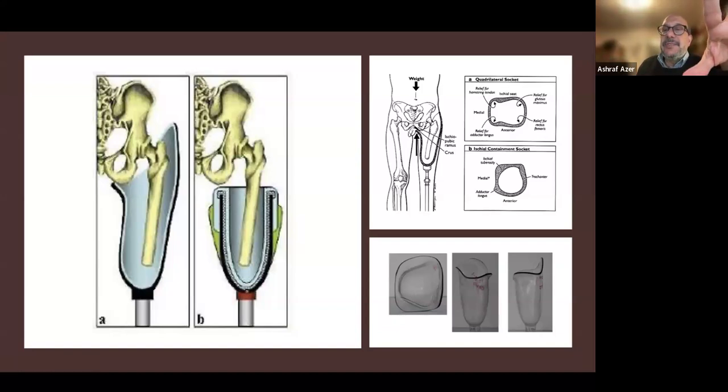If you have it on the table, you have two types of socket, ischial containing or ischial bearing. Ischial bearing will be a square type like this. Ischial containing is long, cylindrical, with a high lateral border enclosing the greater trochanter. Okay?